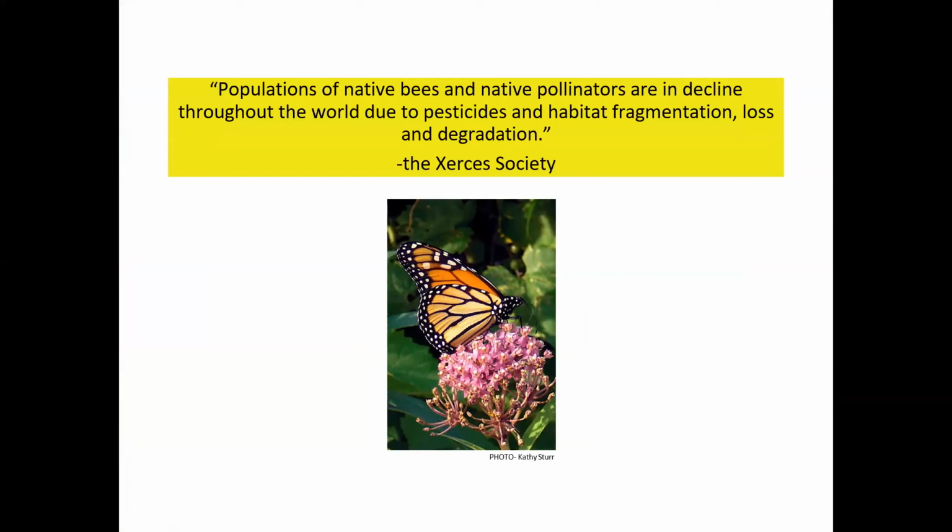So this is from the Xerces Society. They are an organization that works with pollinators, our native bees, and some of the pollinators that aren't quite as flashy as we would want or expect. But according to the Xerces Society, native bees and native pollinators are in decline, and this is because of us. We use a lot of pesticides, we've fragmented habitats, and habitats have been lost and degraded. As a result, we're losing not only our native pollinators, but insects in general.